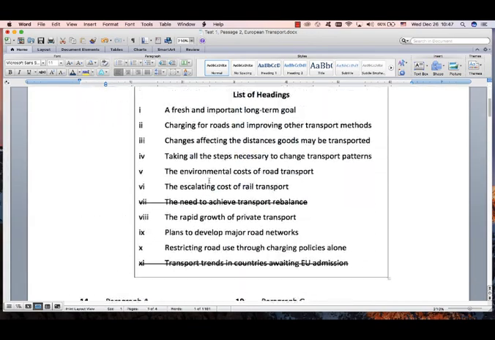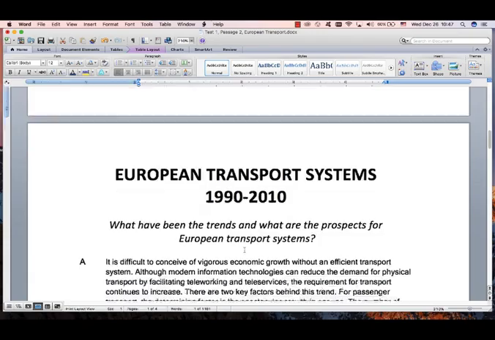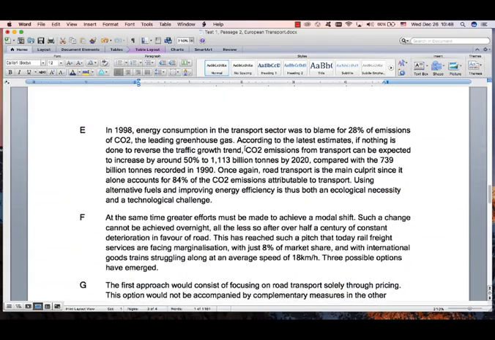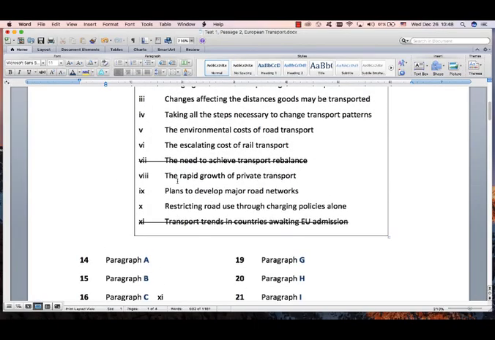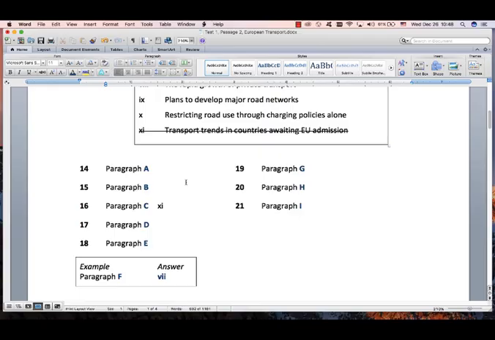And I remember there was an environment heading somewhere here. Can you see it? It's over there. Let's just make sure. Environmental costs, road transport. CO2 emissions, they don't mean costs in terms of money, they mean costs in terms of carbon. And there again, road transport is the main culprit. So they're talking about road transport, so I'm happy about that one. That's our environment paragraph. So that was paragraph E, environmental costs, number 5.